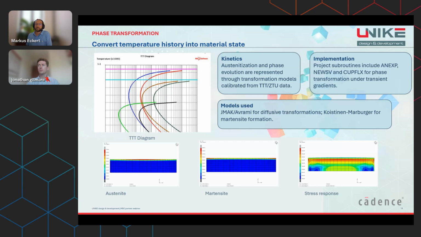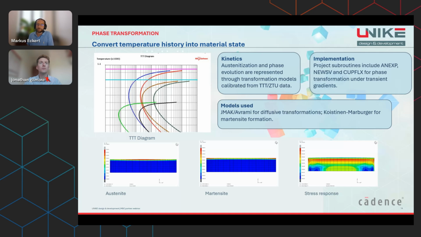In hardening, temperature is only the path to the real target quantity, the material state. From the temperature time history, we must derive where austenite forms, how martensite develops during quenching, and which hardening zones result. Transformation models can be used for this, calibrated, for example, from time-temperature-transformation or continuous-cooling-transformation data. In the implementation, subroutines and material models can be applied, for example, for diffusive transformation based on JMAK formulations and for martensite formation according to Koistinen and Marburger.